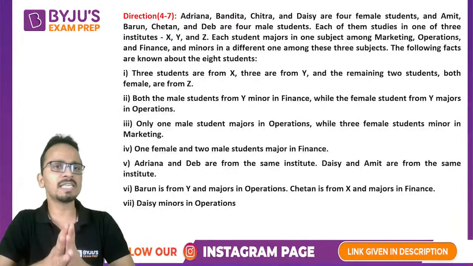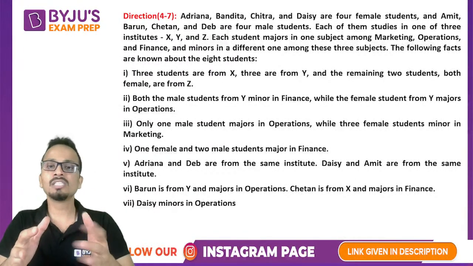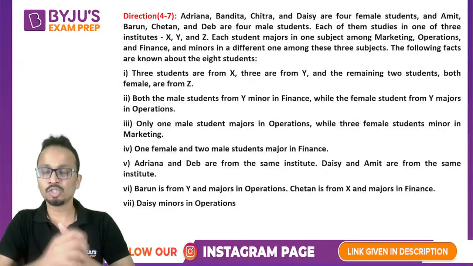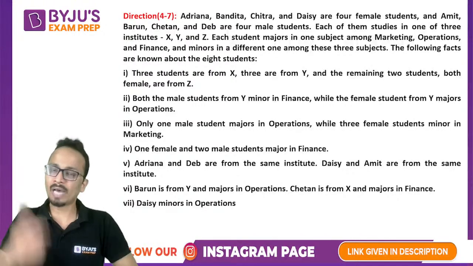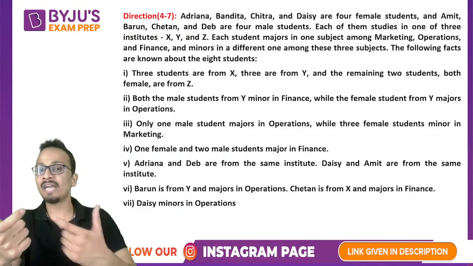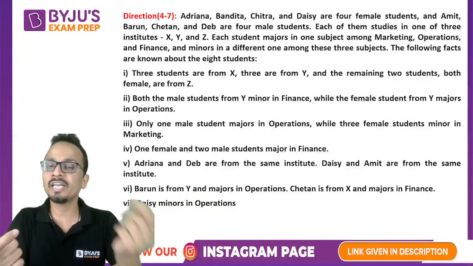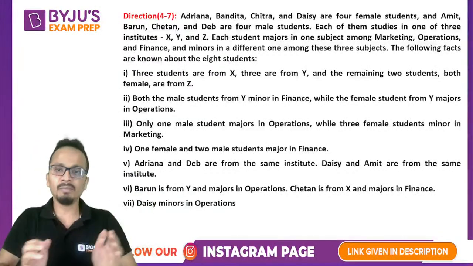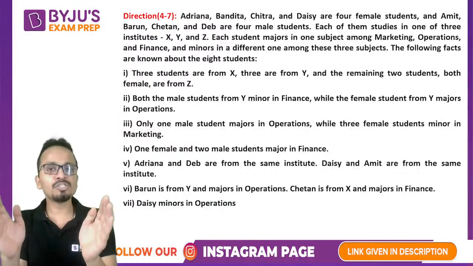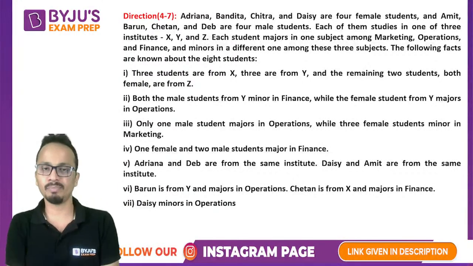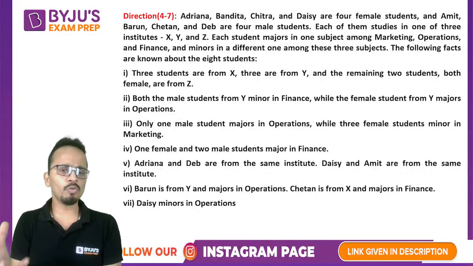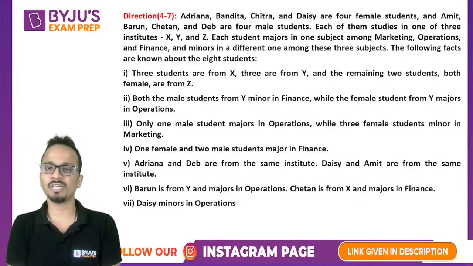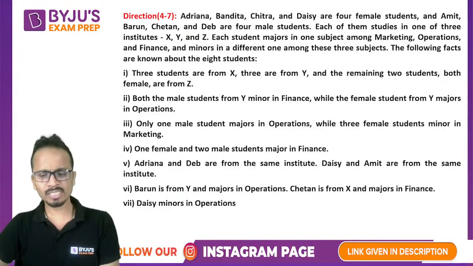So if they say that the student who studies in institute Y majors in finance, where will I put this information? I don't know who is studying in Y and having a major of finance. Since I don't know the name, I'll put this extra piece of information at the bottom of the table. So always try to leave some extra rows at the bottom of the table. Right, so let's start with this.